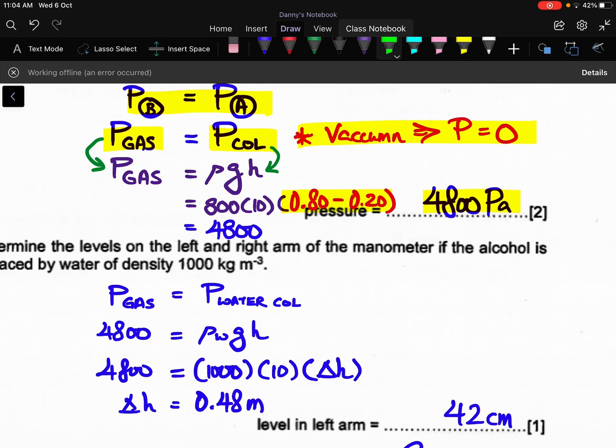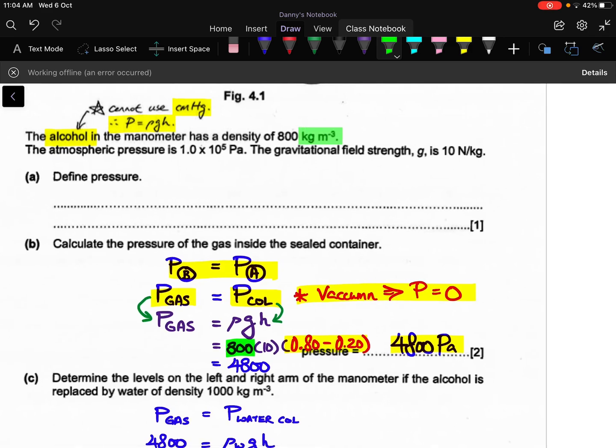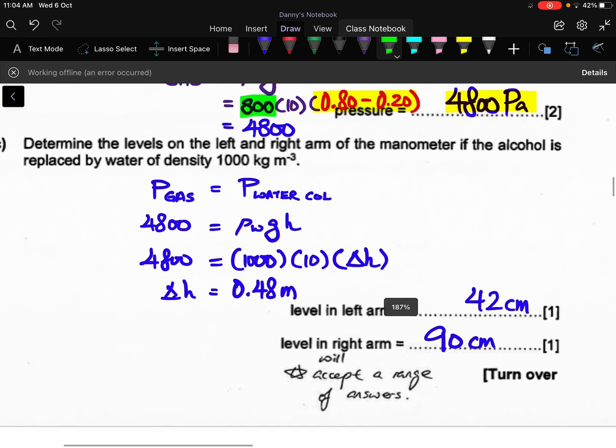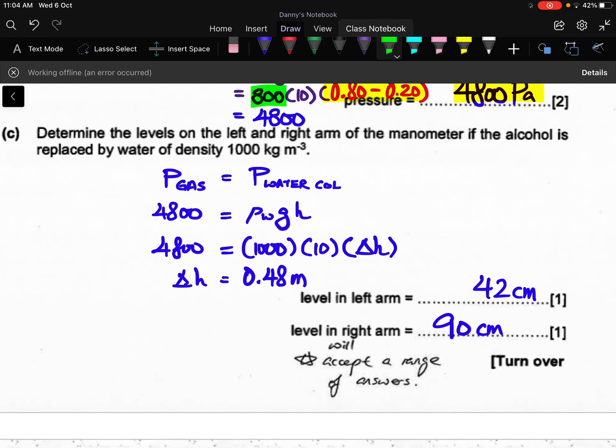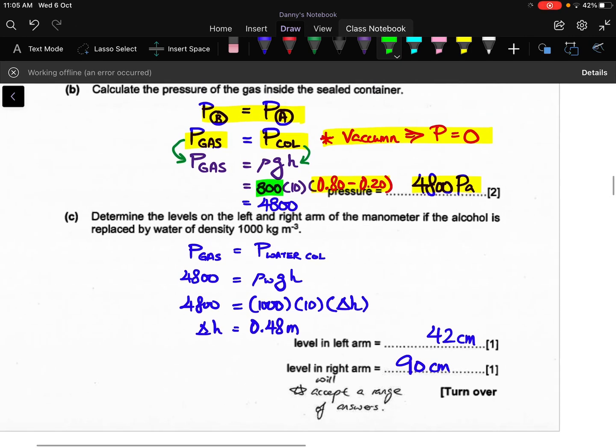Now, in some cases, they may also change the unit for your density. So in this case, do check your density that it is in SI unit. If not, you will need to do some conversion. Okay, for your part C, basically they want to change the alcohol into water. So down here, you will see that the starting expression is almost the same.